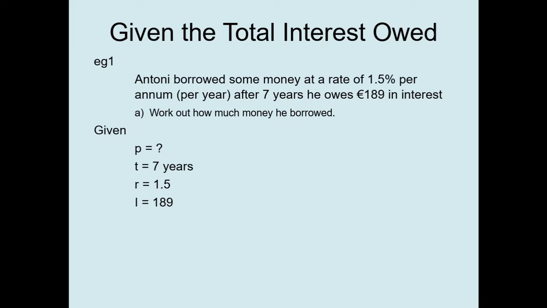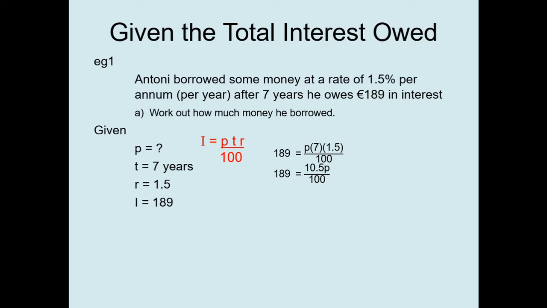Now, even though we're missing the P, we can set up the formula I equals PTR over 100 and substitute the values we do know in. We know that I is 189. We don't know the P, so we'll leave it just as P. We know that T is 7 and the R is 1.5. So 189 equals P times 7 times 1.5, over 100. Let's simplify that before we solve. 7 times 1.5 is 10.5, so we've got 10.5 P over 100.